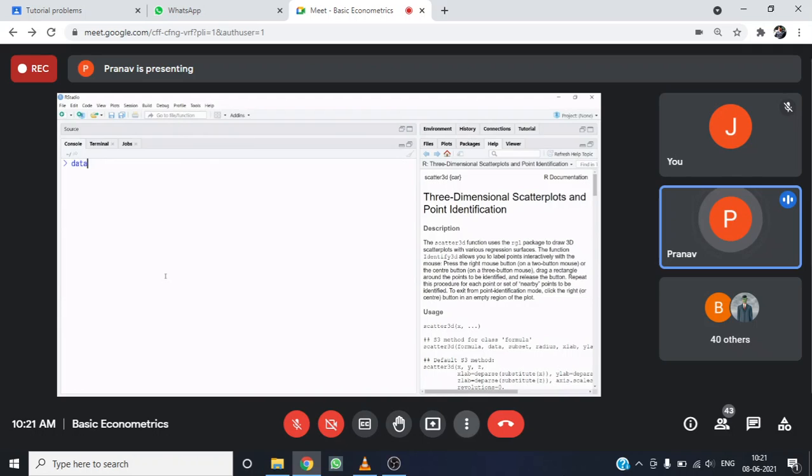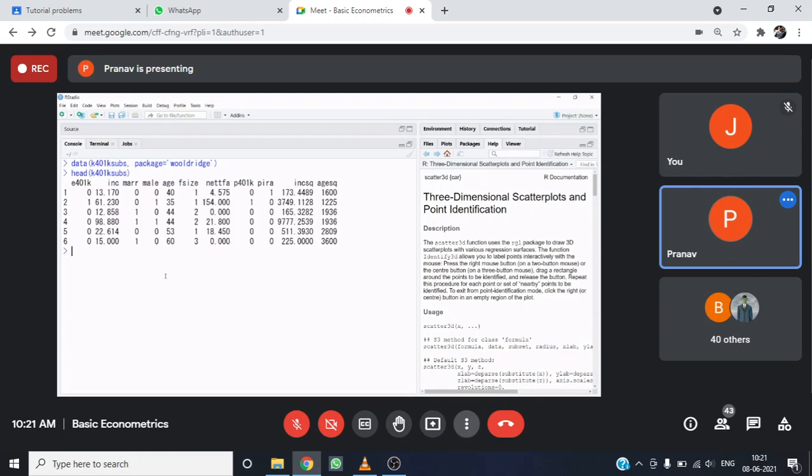So I want you to load the data K401KSUBS. This is again an example from Wooldridge chapter number 8. This is your data set or data matrix.